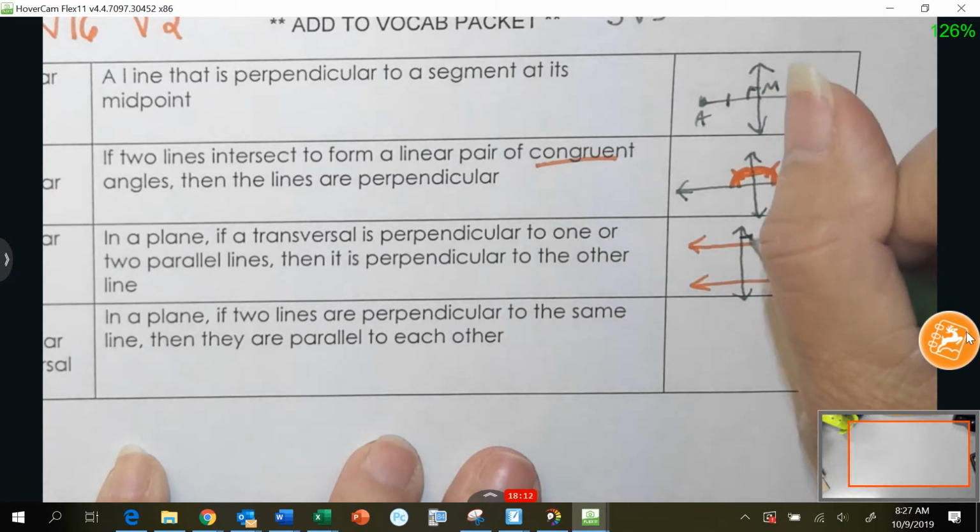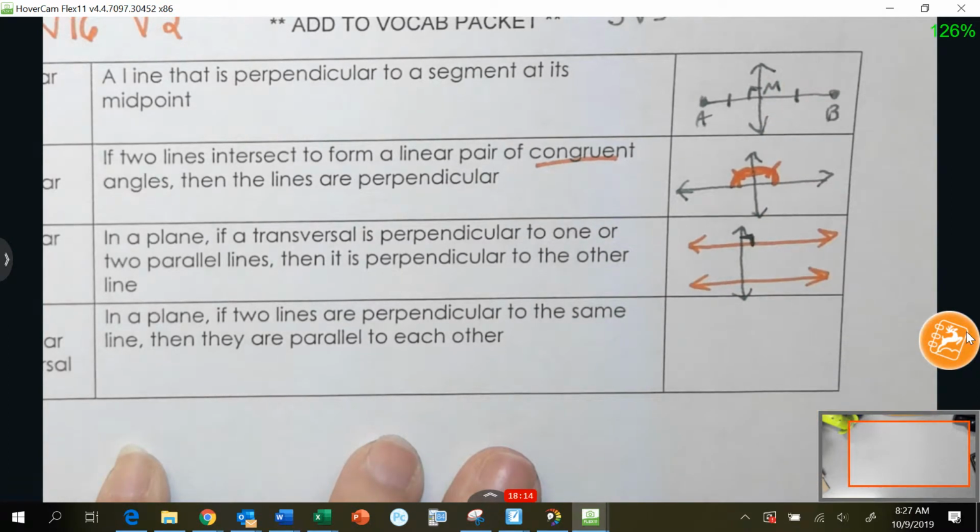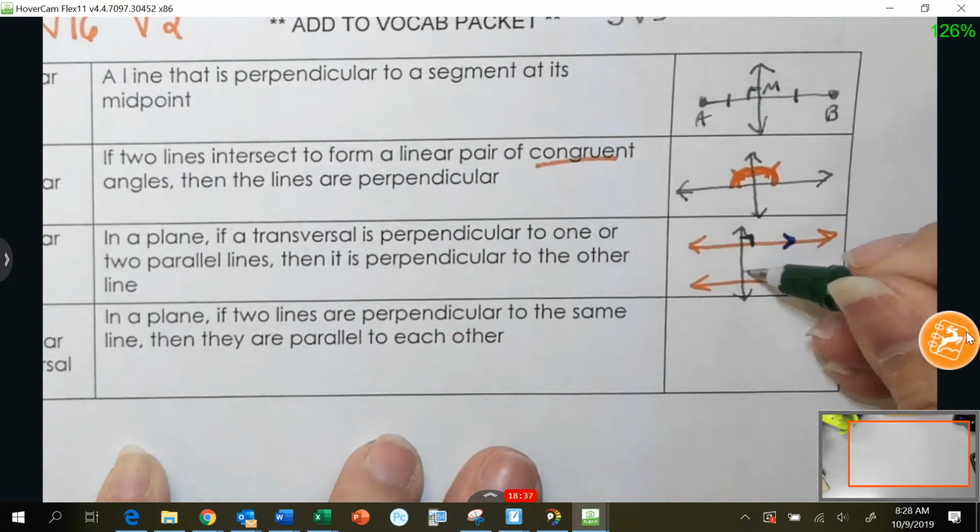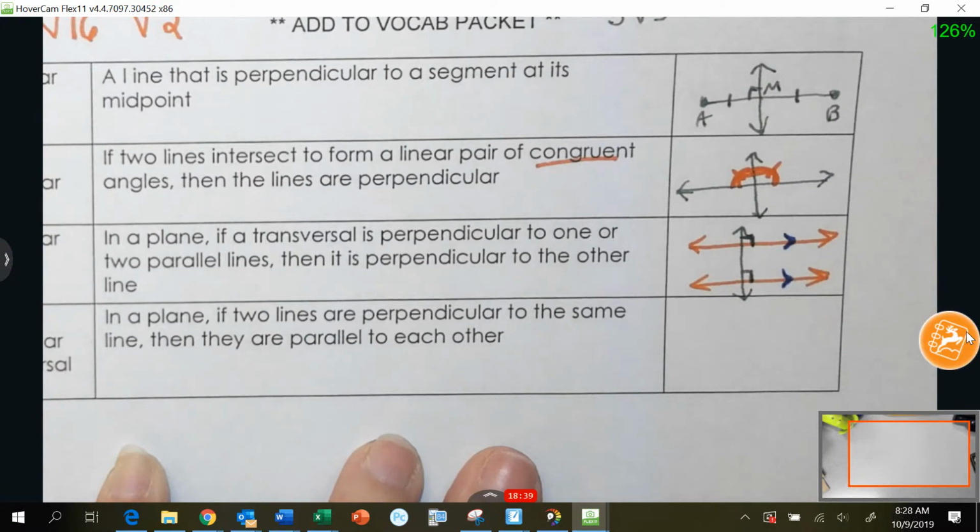Do I have parallel lines yet? Are these parallel lines? Austin, get your head up. Donovan, are these parallel lines? I just couldn't understand you, sorry. So now, are they parallel lines? Yes, okay. So now I have it perpendicular to 1 parallel line. So if it is perpendicular to 1 parallel line, it's got to be perpendicular to both parallel lines.